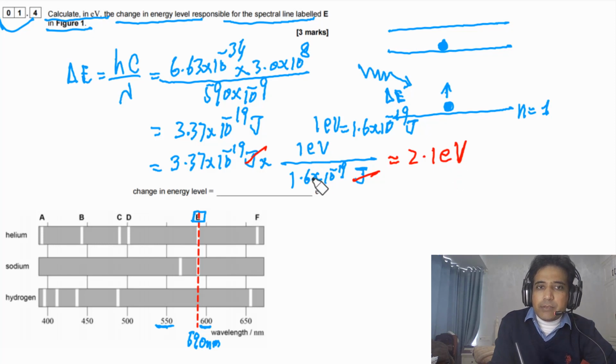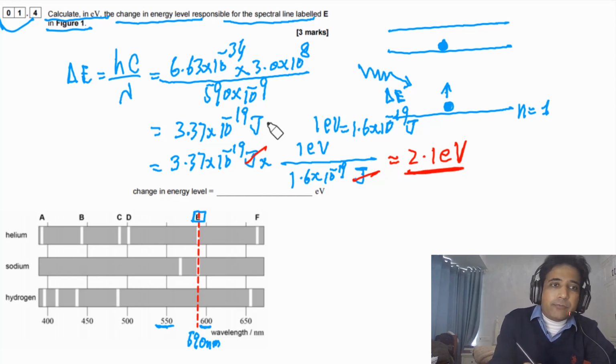This is in electron volts, this is in joules, because 1 electron volt is equal to this. So you can write down 1 electron volt divided by 1.6 times 10 to the minus 19 joules. And if we solve this, our final answer will be equal to 2.1 electron volts. This is a very powerful tool. Let me give you another example.